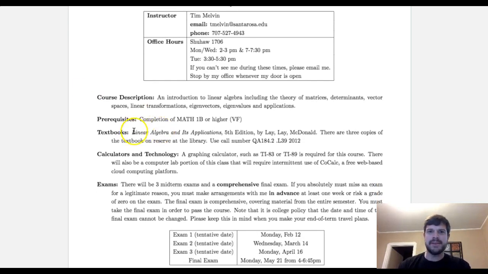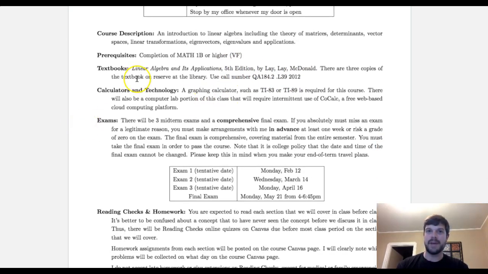Our textbook right here is Linear Algebra and Its Applications, 5th edition by Lay and McDonald. There are older editions you could get for a lot cheaper. That is perfectly fine. 3rd or 4th edition would be okay. The only issue is the homework assignments. So you need to take pictures of someone's homework problems or figure out some other way to get the homework problems. The material, the chapters aren't too different, but they always change the homework sections. There's also copies of the textbook on reserve at the library. I think there's 3 or 4 of them. You can't leave with them, but use this call number. You could borrow them for a couple hours at a time if you don't have the textbook just yet.